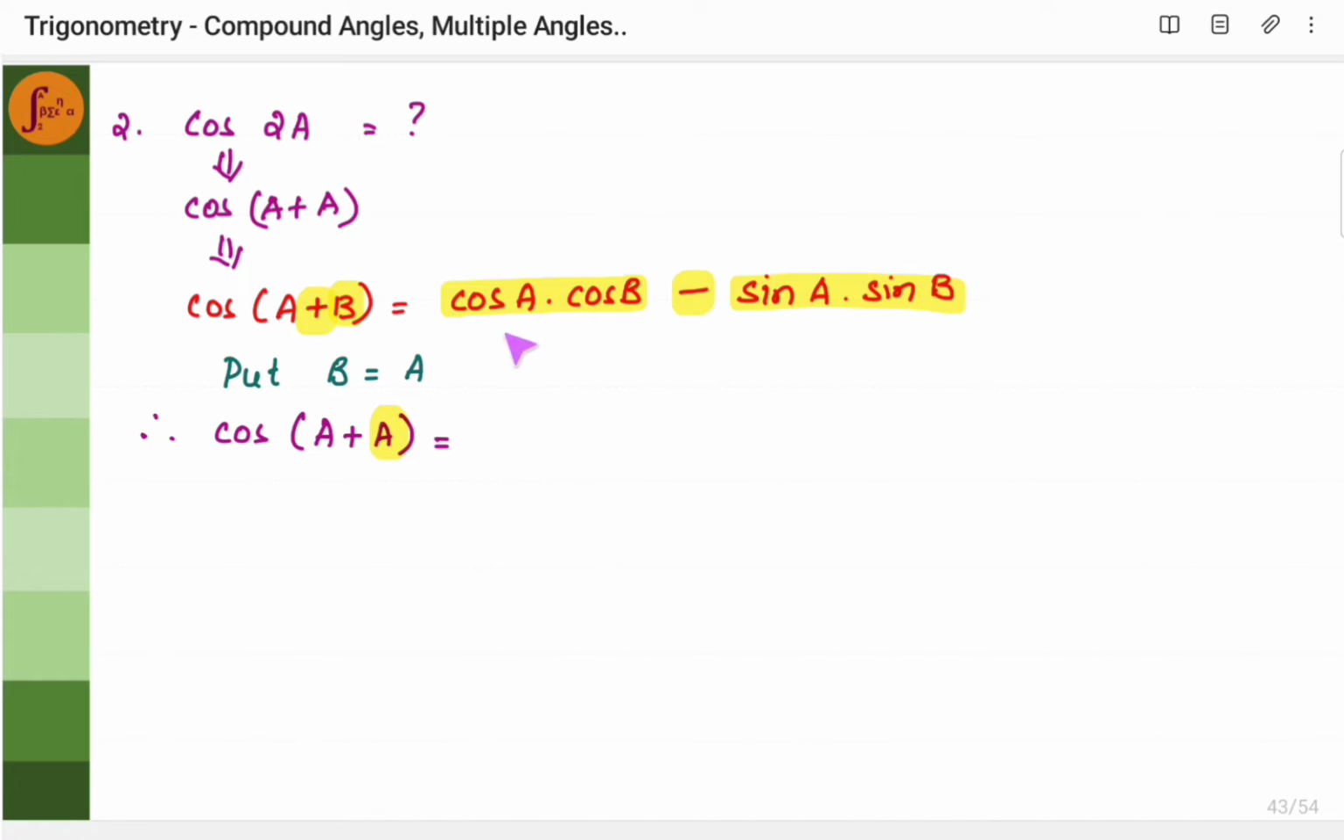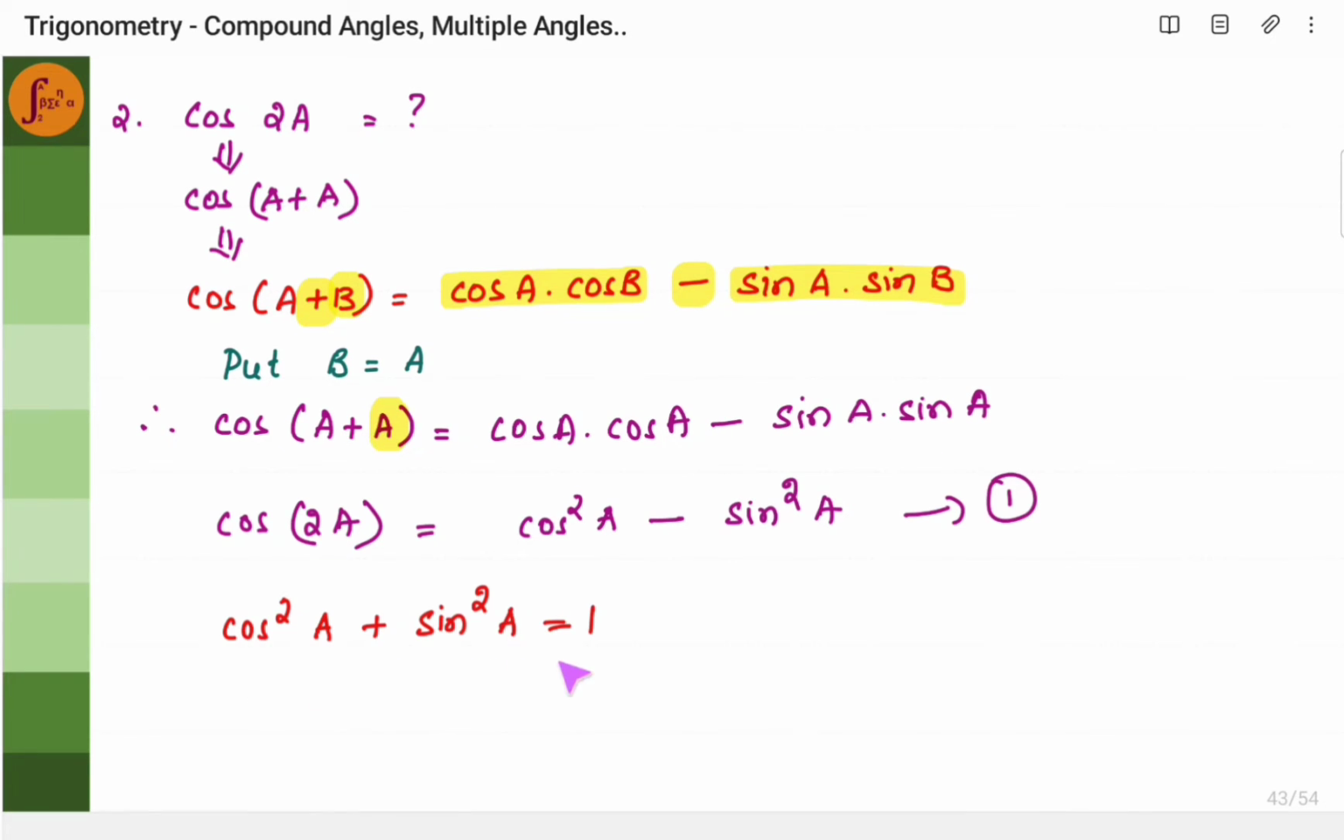So what will happen to this formula? It's going to be cos A into cos A. Instead of B, we are putting A. Similarly here, sin A into sin A. Now what is cos A into cos A? Cos square A, correct? Cos A into cos A is cos square A. Sin A into sin A is sin square A.